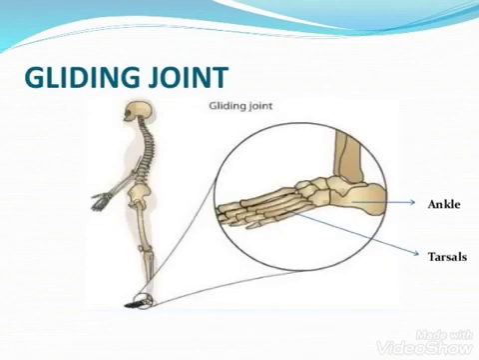Next comes the gliding joint. This kind of joint allows the bones to glide over each other, and hence it provides little movement in all directions. Gliding joints are found between the wrist and the carpals of our hands, and between the ankles and the tarsals.